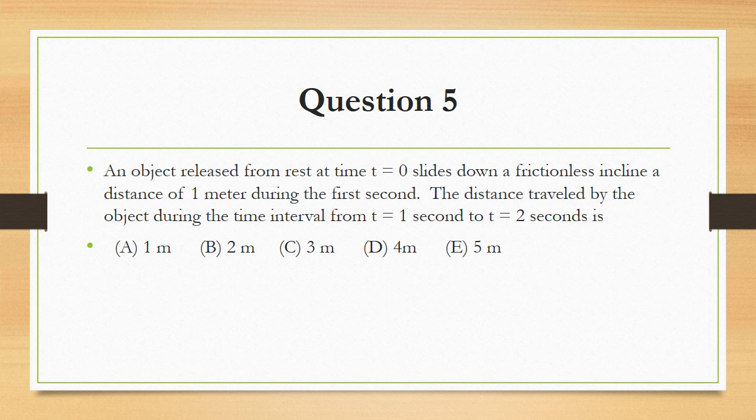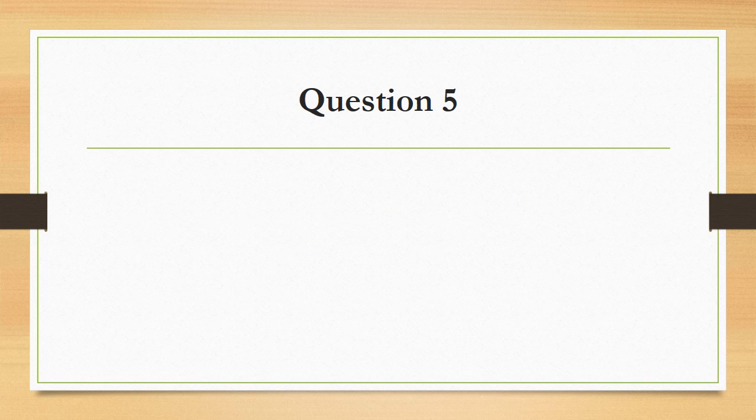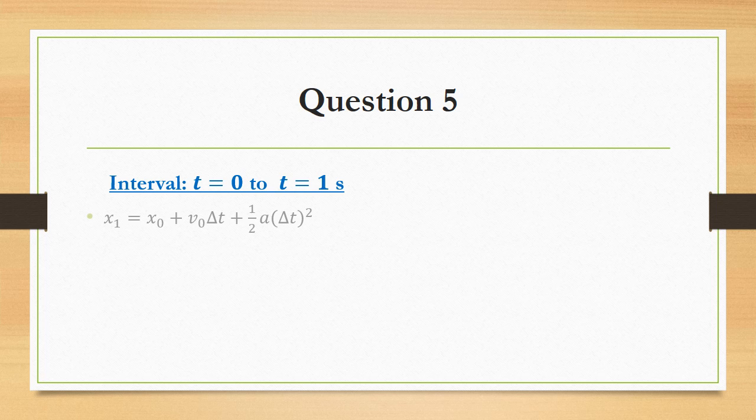Question 5 is a proportionality question, but it can be done with kinematics. Starting with the kinematics way. So let's first just identify the time intervals we're analyzing. Initially, we start at rest at time 0, and then we know some information at time 1 second. So I'm going to use that interval first. And kinematics tell us that the position at time 1 is equal to the position at time 0 plus v0t plus 1/2 at squared. We already know x0 and v0 are both 0, so this is really pretty simple.